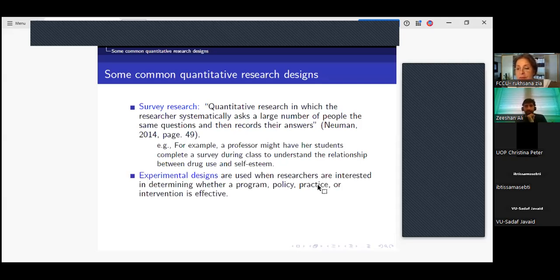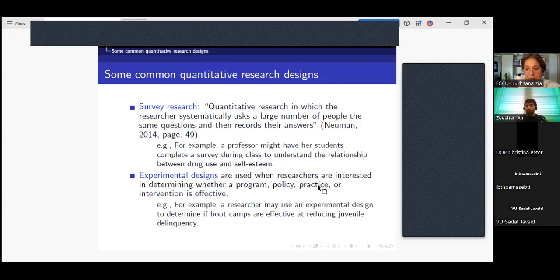Then the second is experimental design, which is usually used by researchers who are interested in determining whether a program, policy, practice or intervention is effective. So if we want to know whether boot camps are effective at reducing juvenile delinquency, then we can think of an experimental design. This is mostly used in biostatistics as well.